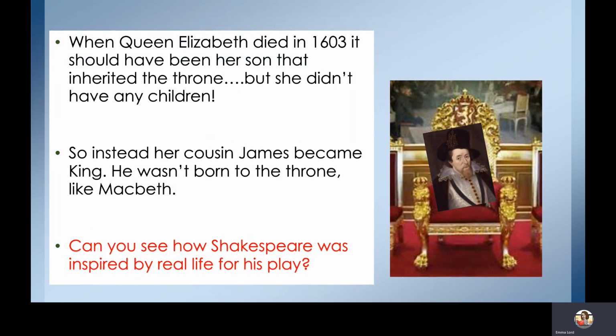When Queen Elizabeth the First died in 1603, it of course should have been an eldest son that took the throne, but she didn't have any children. She never married. So instead they had to look along her family tree, and they found a cousin called James, and he became king. But he wasn't born to the throne, just like Macbeth. So again, this could be an influence for Shakespeare in terms of how he's seen something from real life and put it into his play.